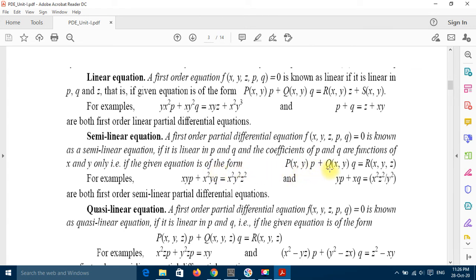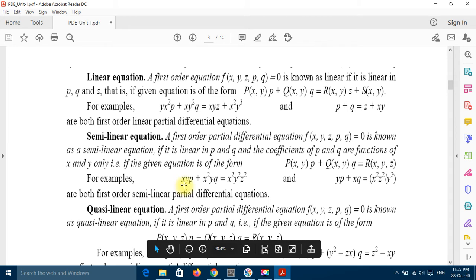P(x,y) p plus Q(x,y) q is equal to R(x,y,z). Means P p plus Q q is equal to R. Here capital P and capital Q are the functions of x and y only, and capital R is a function of x, y and z.